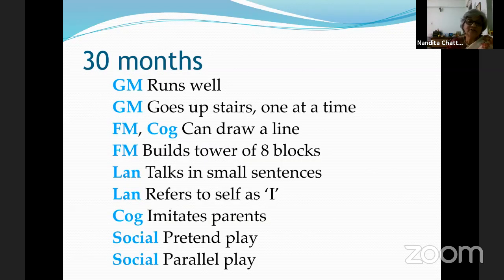Next slide. So 2.5 years. What is the difference? Now he can draw a line. Now the gross motor part is done. We're going to look into fine motor and cognitive more. He can build towers of 8 blocks. He talks in small sentences and he starts to imitate and pretend. Parallel play with another baby, or 2 babies sitting together. They're sharing the same toys. They're looking at each other, but they're not playing the same game. That is parallel play.